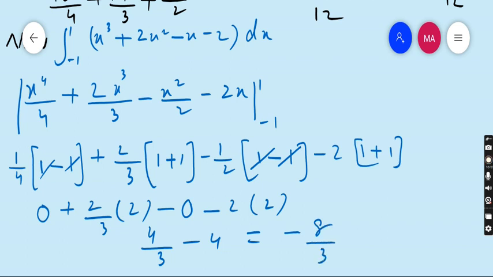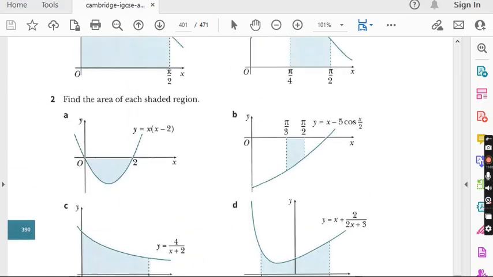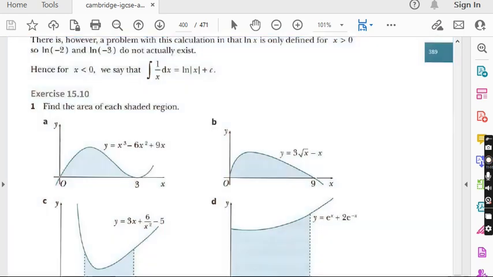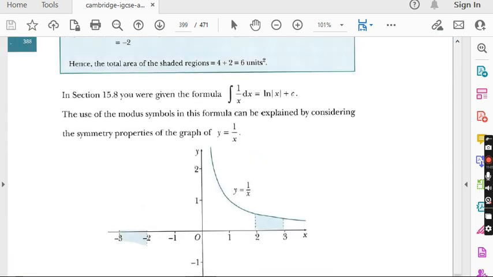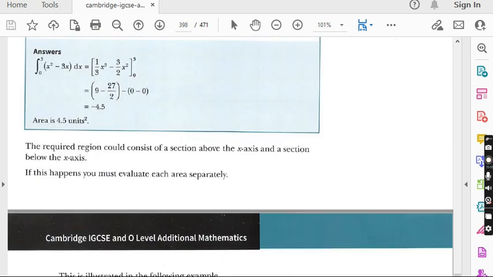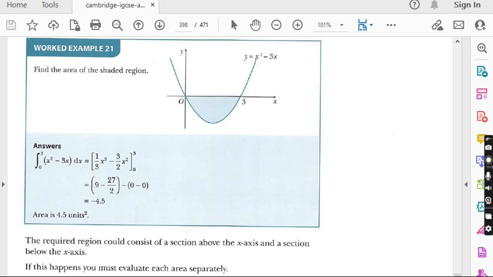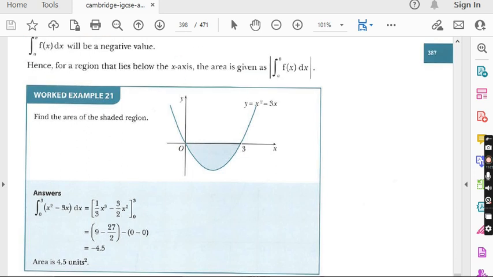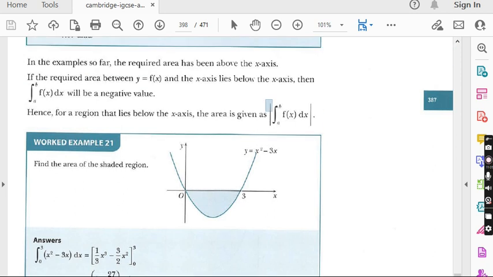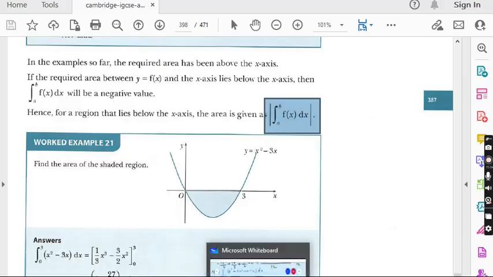But students, see this example. I want to show something. See this example. Find the area of the shaded region. The final answer is minus 4.5. But we have to write the positive answer, that is 4.5 square unit. So this is the formula. If our answer of area is negative, we have to convert it into positive.